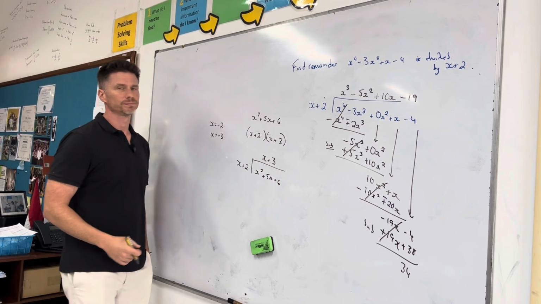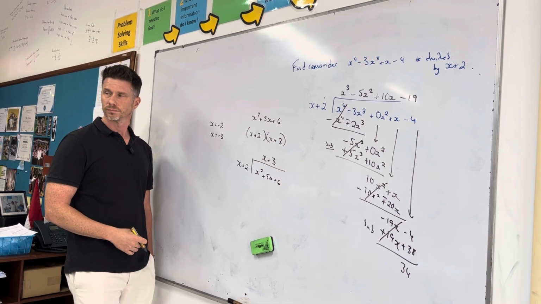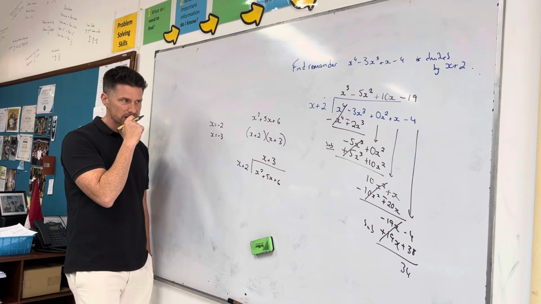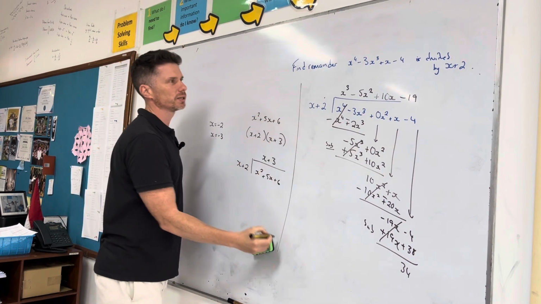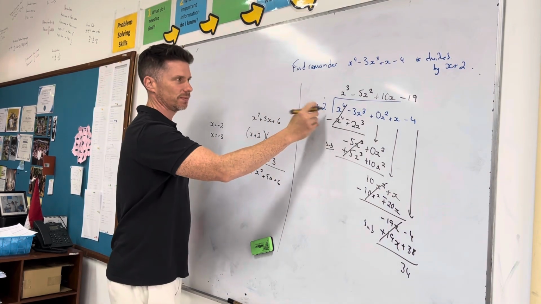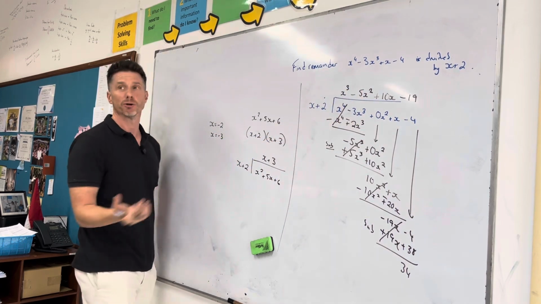Right. But you can't divide something by 0. Okay, yeah. Okay. Let's look at then what happens when I say, well, we had the same thing here, x plus 2 divided into this gives that, but we had a remainder.